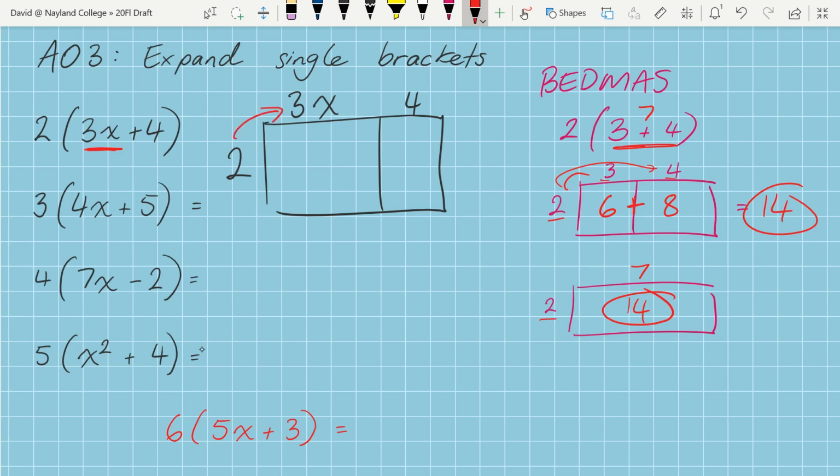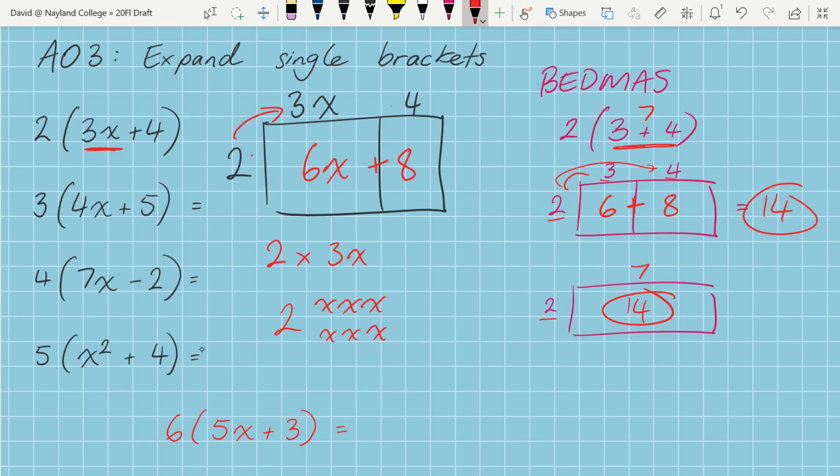So 2 times 3x, well, I've got x here, and I've got x there. So 2 lots of 3x is going to give me 6x. And 2 times 4 is going to be 8. And put back together, it's going to be 6x plus 8. That's a geometric representation of this.